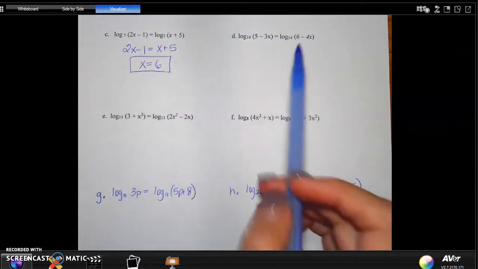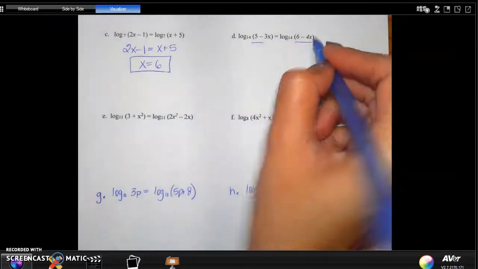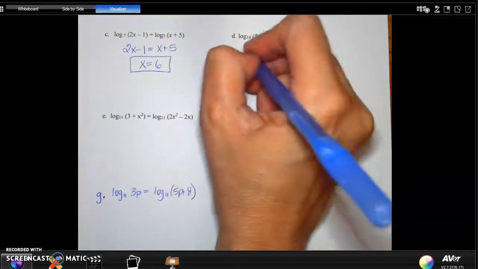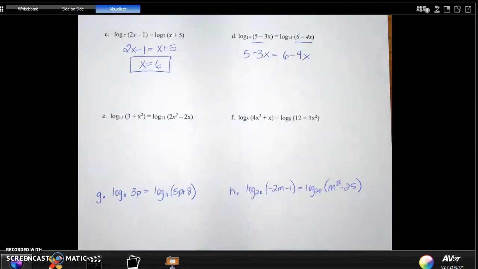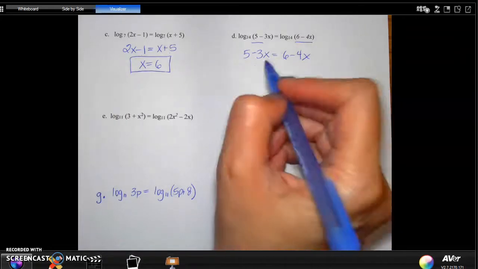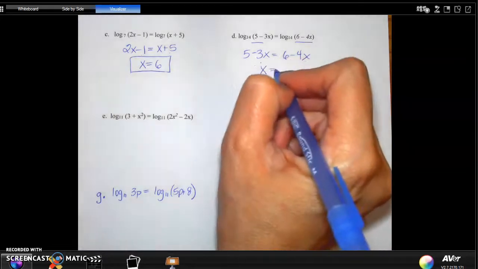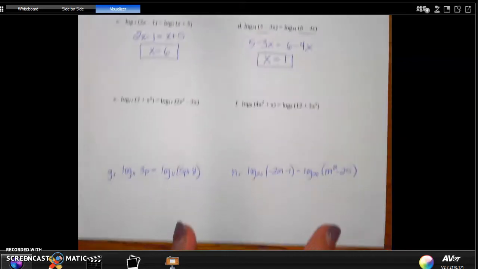The next one, we have log base 14 on both sides. So we can drop those and set these arguments equal to one another. That gives us 5 minus 3x equals 6 minus 4x. Again, we're going to move our x's over here and our whole numbers over here. So negative 3x plus 4x is x, and 6 minus 5 is 1. Okay, those are the really easy ones that are linear. You don't have any quadratics or anything in there. These last couple are going to be a little bit more complex because we'll have quadratics that we need to deal with.